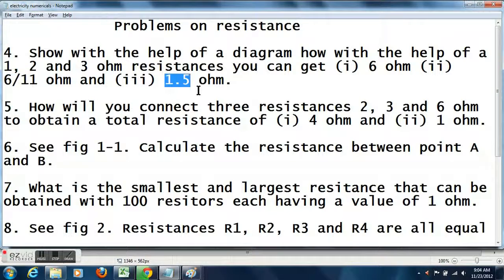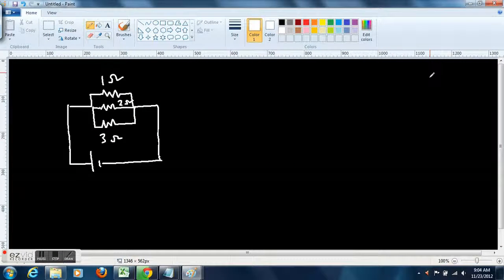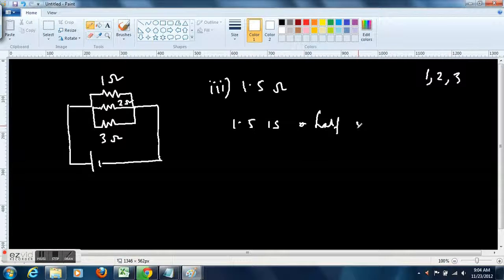Now the third question, how to get 1.5 ohm. This is interesting. Now remember, we have 3 resistances, 1, 2 and 3, and we have to get a net resistance of 1.5. Now 1.5 is exactly half of 3. So we know that if we have 2 resistances of 3 ohms connected in parallel, then the net resistance will be half of 3, that is 1.5.